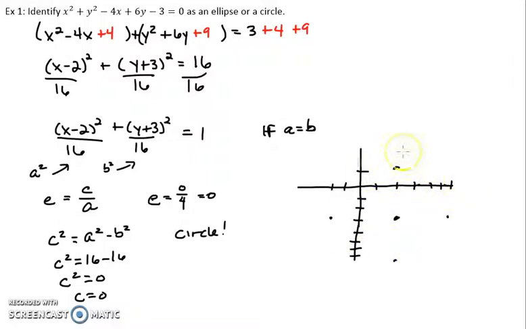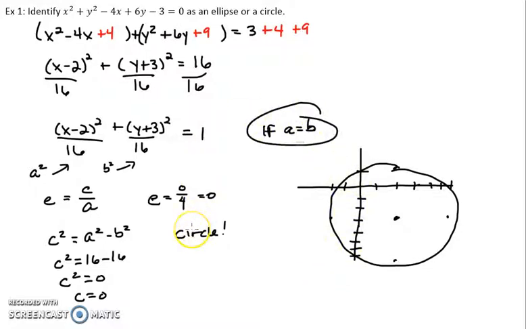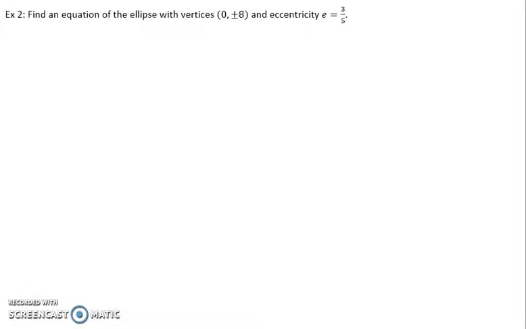Well, if I went 4 in every direction from the center, then that's going to give me a circle. So if a equals b, then c has to equal 0. If c equals 0, e equals 0. If e equals 0, we have a circle. So again, quick way to know if it's a circle, if a equals b, which also is going to tell us if a squared equals b squared, right, if you square each side, then we're going to have a circle. So we don't actually have to go through and figure out does c equal 0. If a squared equals b squared, or if a equals b, we're going to have a circle. So one more example, and then we'll call it quits on this video.